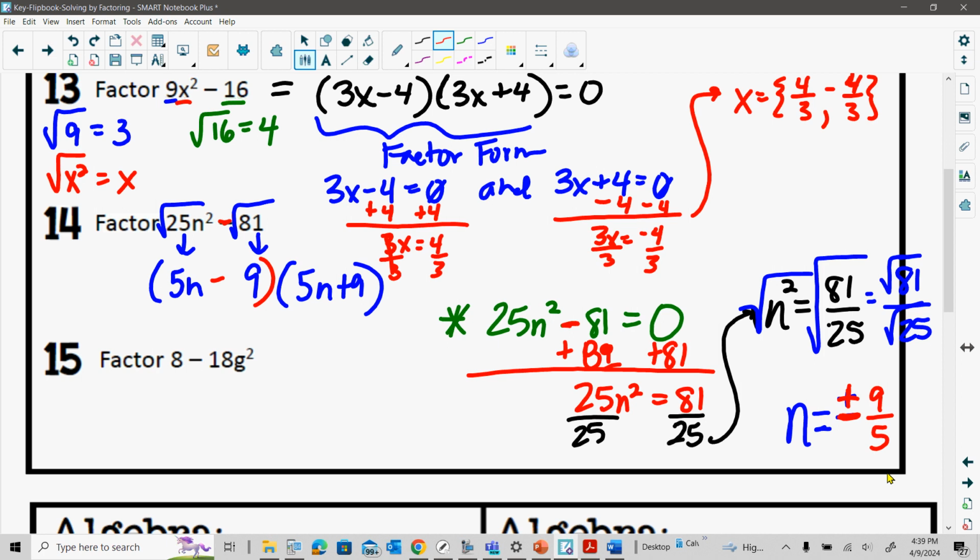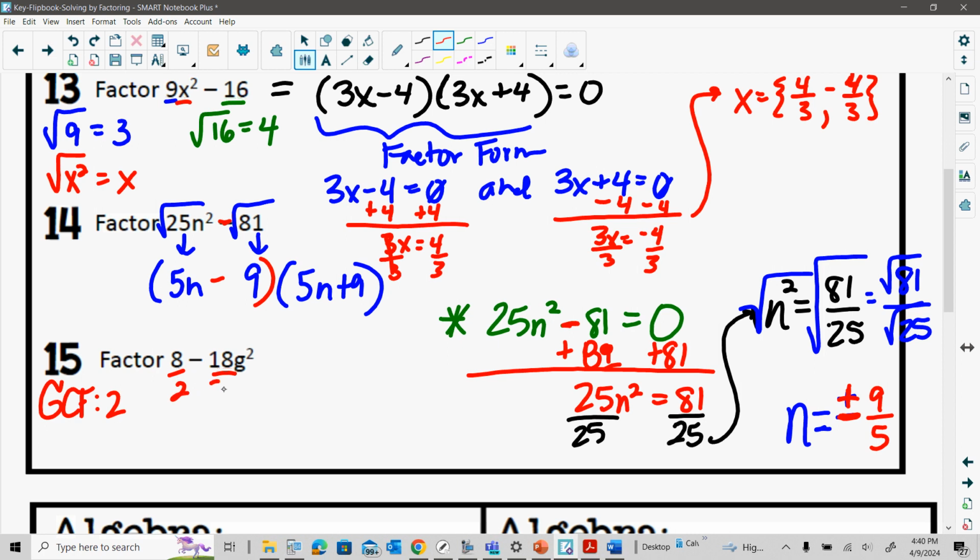So like if I'm doing 15 and I want to do the factor form of this, well, 8 is not a perfect square. Neither is 18. But you always want to check for a GCF first. That's always our first step. And I look and I ask myself, can 8 go into 18? No, but do they have a common factor between both of them? Yeah, the GCF here is 2.